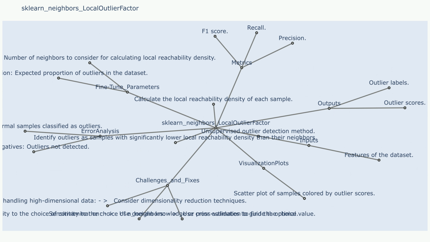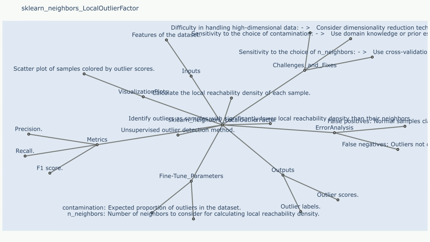Fixes to challenge 1: Try different values of n_neighbors to find the optimal setting for the specific dataset. Use cross-validation or grid search to find the best n_neighbors value for a given dataset.